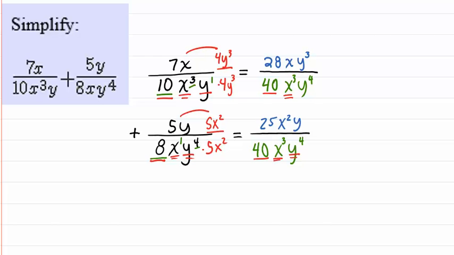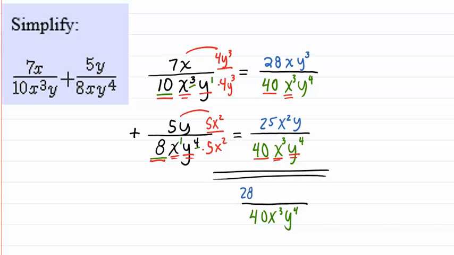So now we're ready to go ahead and add them up. And because they have a common denominator, let's put down that denominator. Again, that denominator is 40x cubed y to the 4th. And if we add the numerators, they're not like terms, so we just have to put them together with a plus sign. 28x y cubed plus 25x squared y.